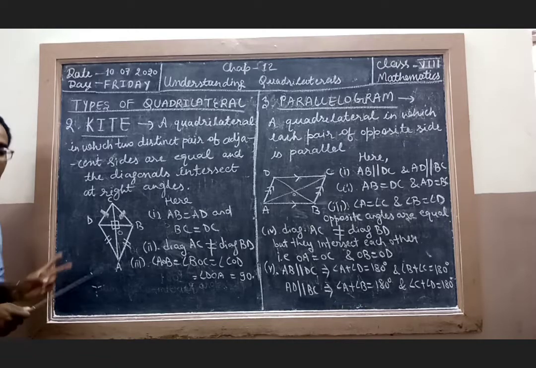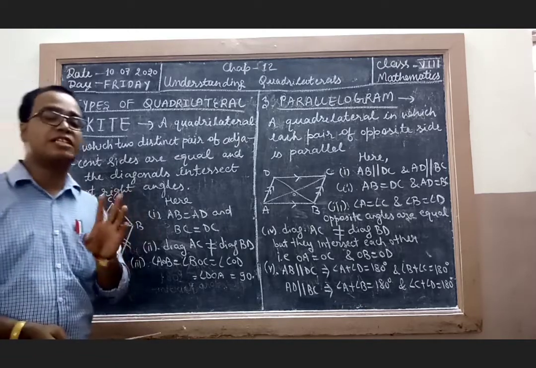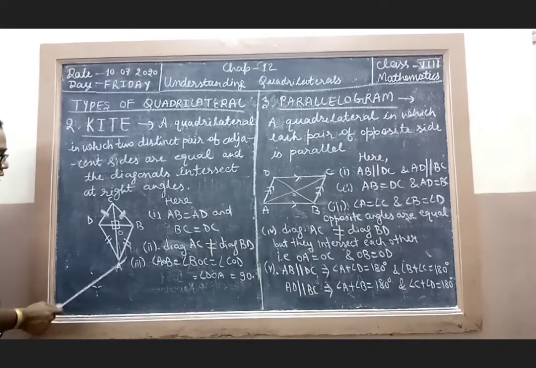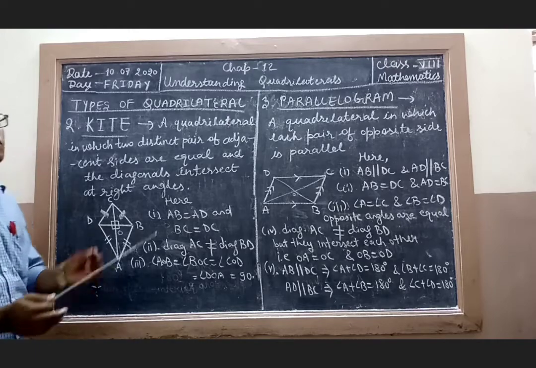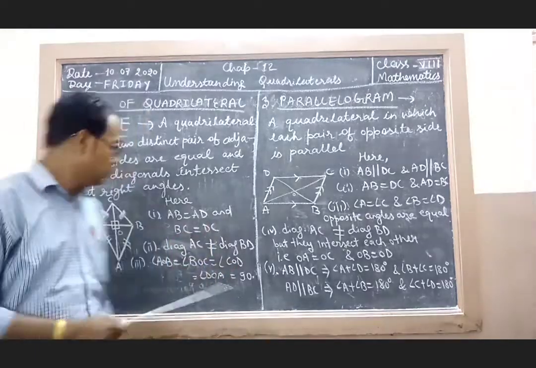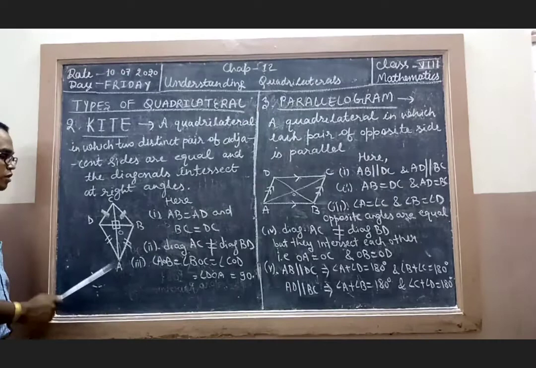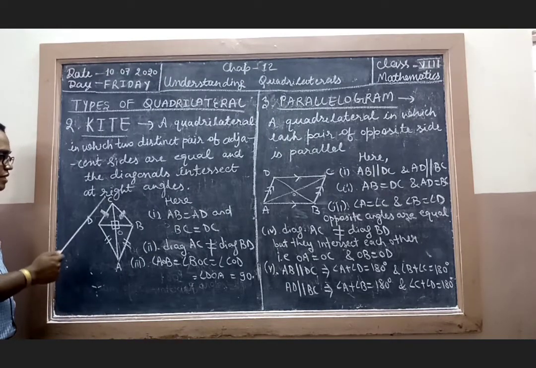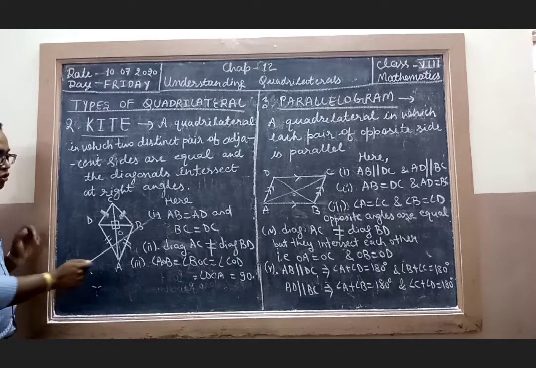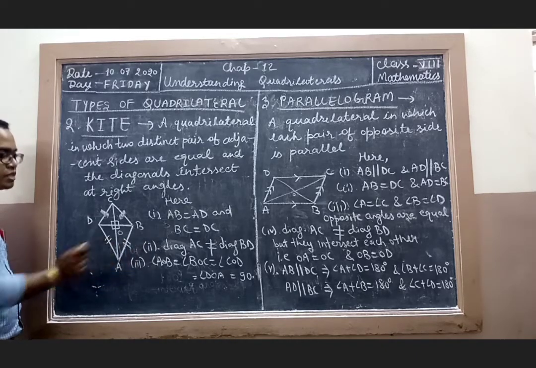According to the definition, two distinct pairs of adjacent sides. Here AB and AD are equal adjacent sides. Adjacent sides means sides in which one vertex is common. In AB and AD, A is common, so these are adjacent sides. So AB equals AD and BC equals DC.